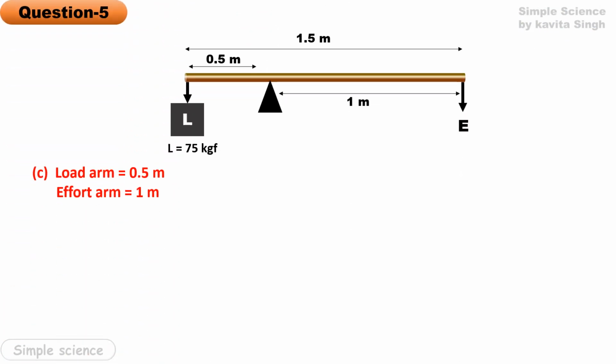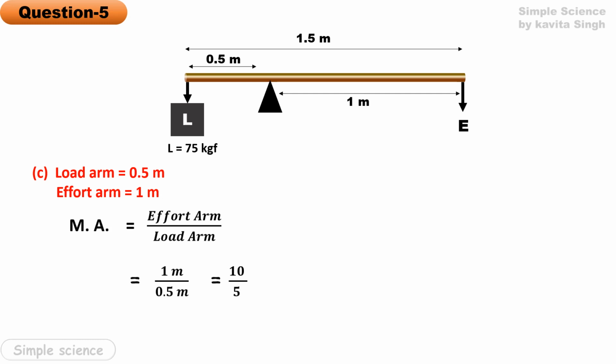Question number 5, continuation. Now we have to calculate mechanical advantage and effort. So mechanical advantage will be equal to effort arm upon load arm. Effort arm is how much? 1 meter and load arm is 0.5 meter. So mechanical advantage will be equal to 1 upon 0.5, which is equal to 2.